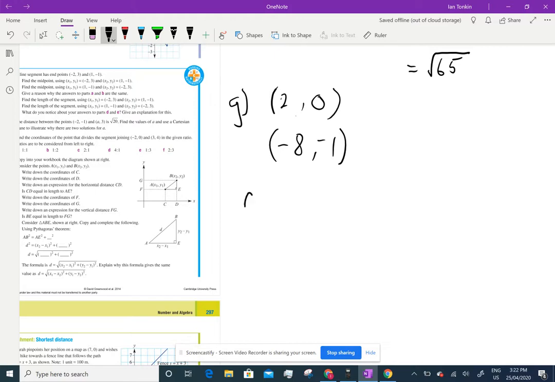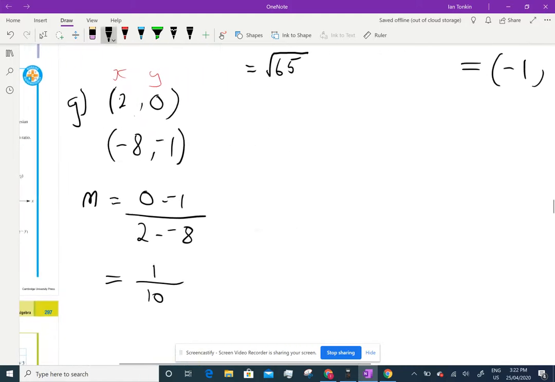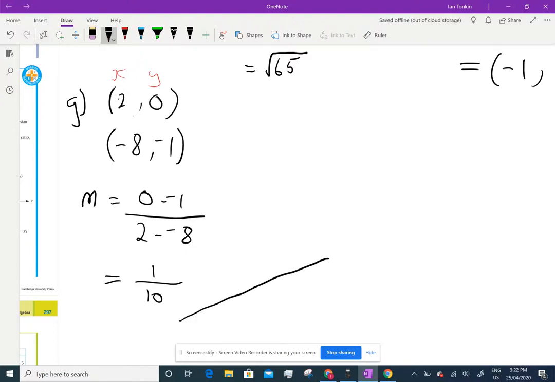Okay, the gradient. Well, the gradient, subtract the y values. So remember, x and y. 0 minus minus 1 and 2 minus minus 8. 0 minus minus 1 is 1. 2 minus minus 8 is 10. So this is a very flat line. It's 0.1, the gradient. So it's not very steep at all. It's positive. Probably even flatter.